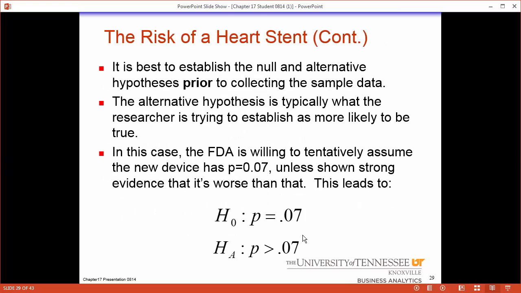So let's go back here and we see it. This is exactly what we stated before. The null states that the true proportion of people who will get blood clots from this device is equal to 0.07. The alternative states that the true proportion of people who get blood clots from this device is greater than 0.07. Second time stating it. Very, very important to be able to write these out.